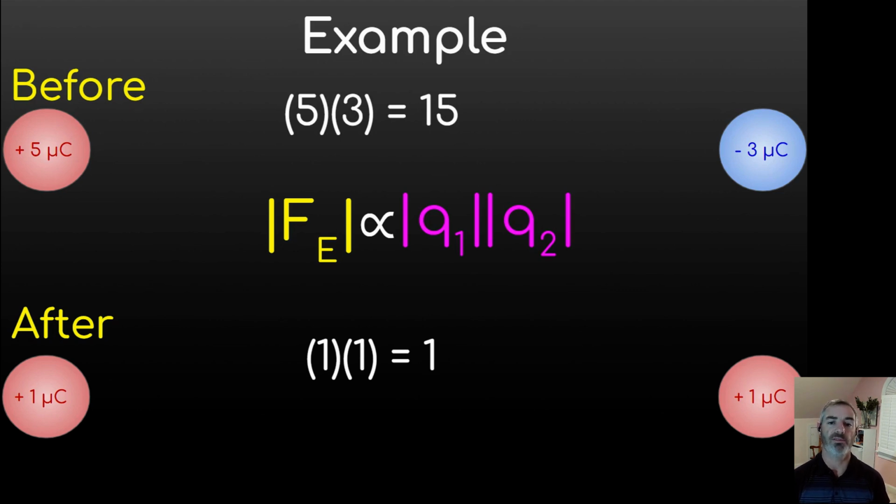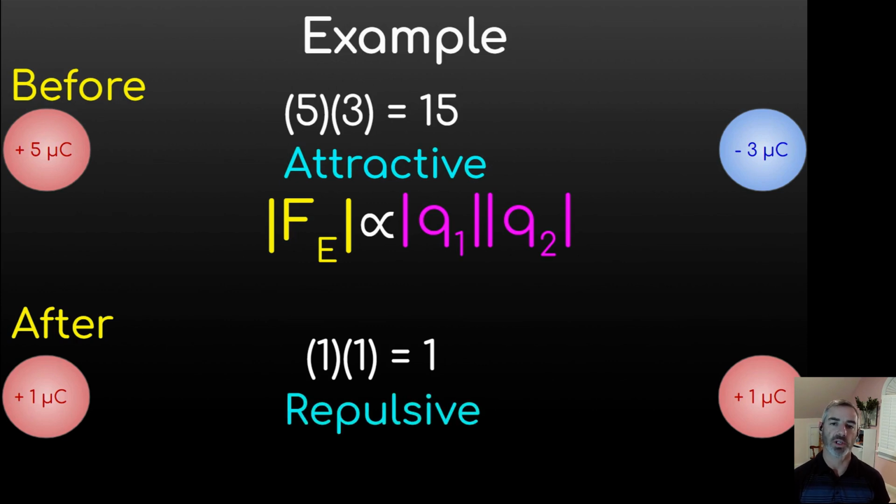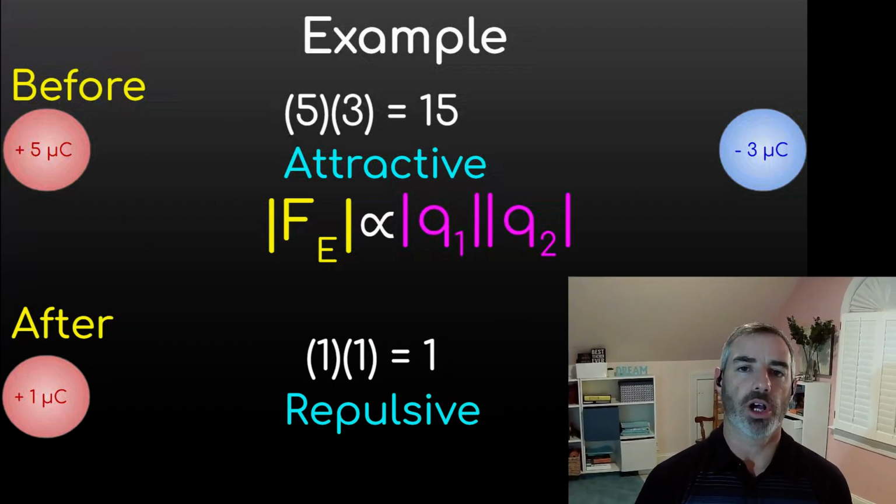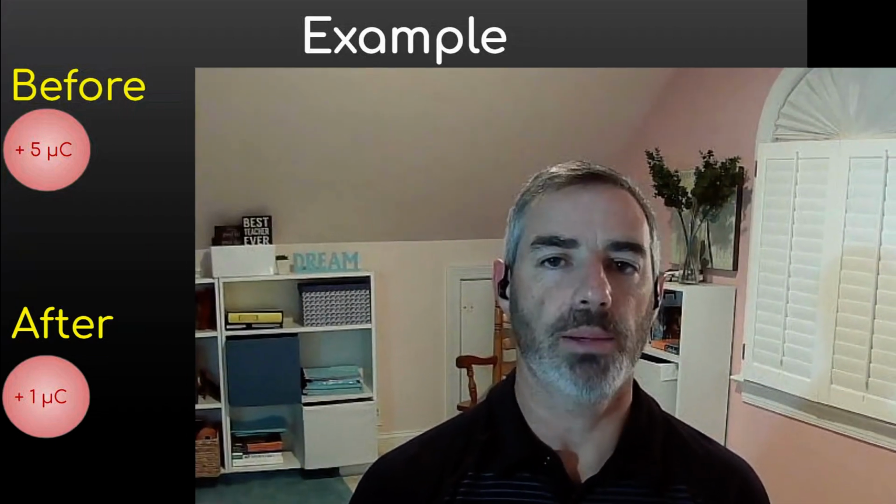We also know that before we have oppositely signed charges, so that means it's going to be an attractive force, but afterwards they're both positive, so we're going to have repulsive force. So before is 15 times stronger and attractive, and after 15 times smaller and repulsive. So this is an introduction to electrostatic force, charging types, and how charges behave in materials.